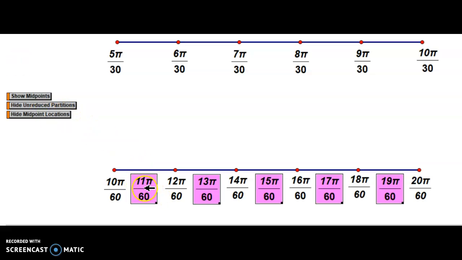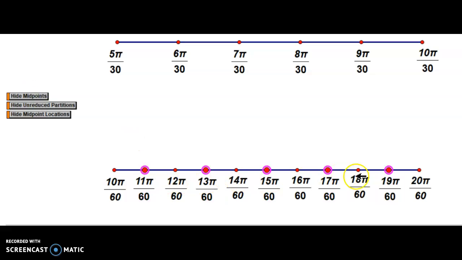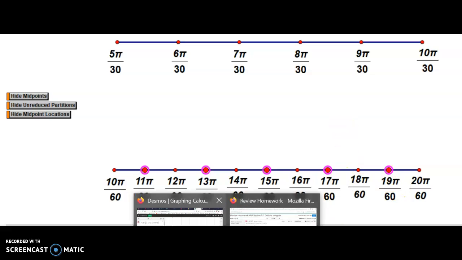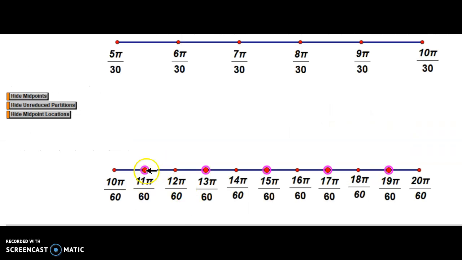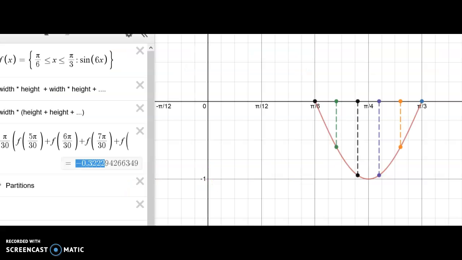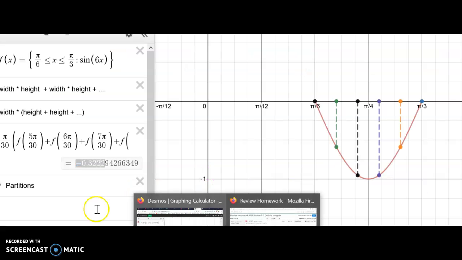There they all are. I got 11 pi over 60, 13 pi over 60, right? There they all are. So I'm using these midpoint heights, starting at 11 pi over 60, going to 13 pi over 60, 15 pi over 60, 17 pi over 60, 19 pi over 60. All right. So we'll go back to Desmos and figure this out. So I got to go back and forth because I already forgot where I had to start. My first height is going to be at 11 pi over 60. So 11 pi over 60.